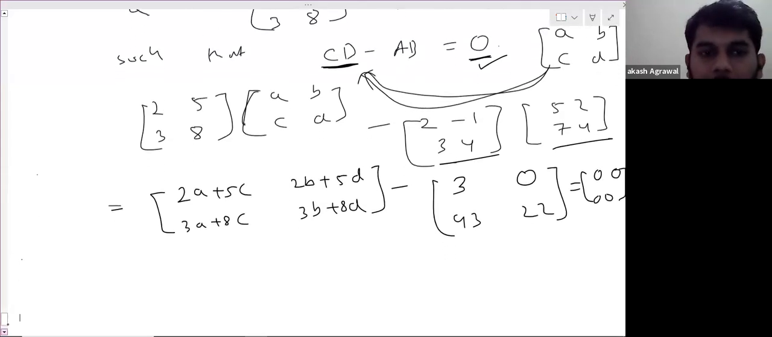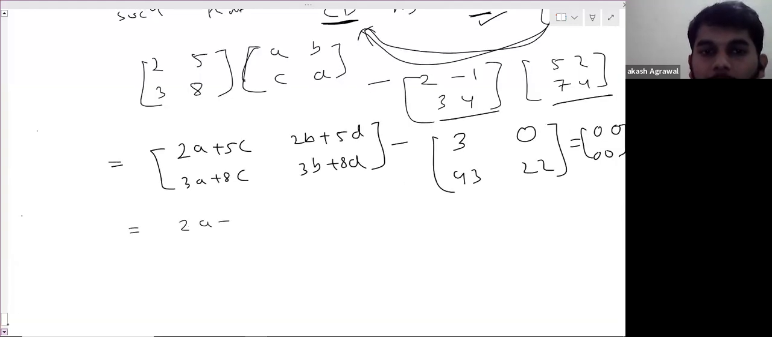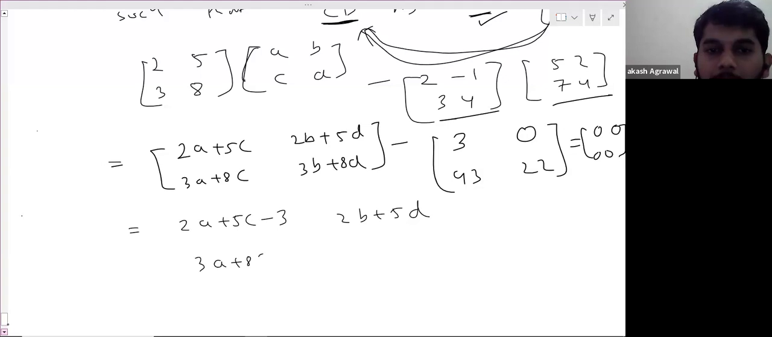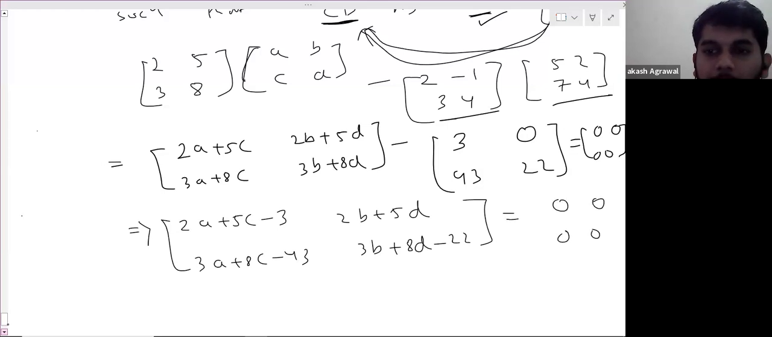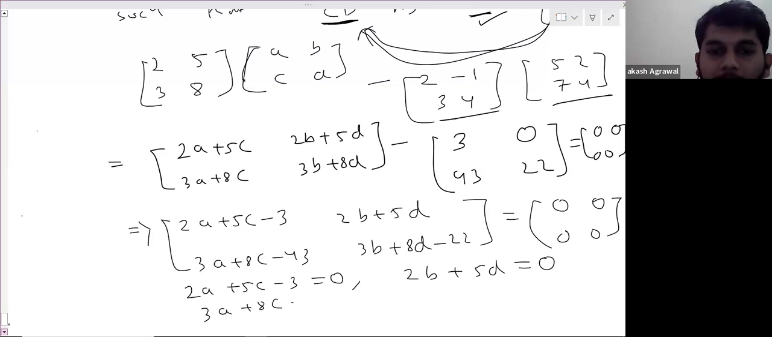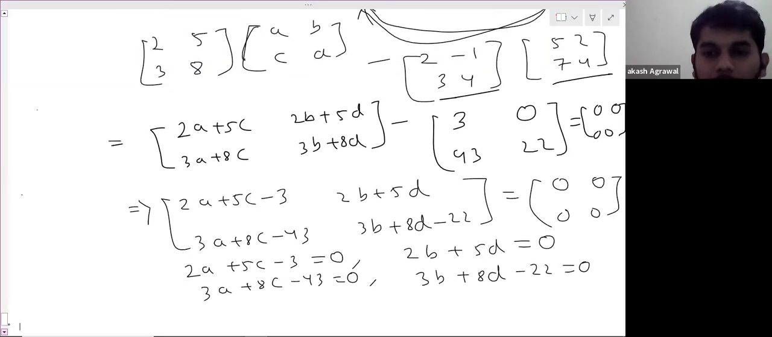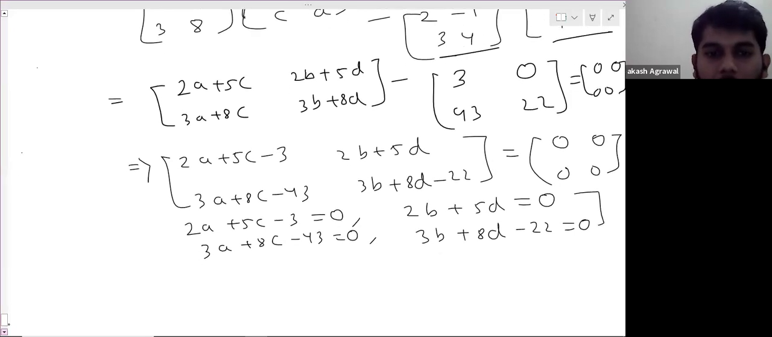So now we have to subtract this, which means 2a plus 5c minus 3, 2b plus 5d, 3a plus 8c minus 43, and 3b plus 8d minus 22. This must be equal to 0, 0, 0, 0. Now we have four variables and four equations. So 2a plus 5c minus 3 equals 0. 2b plus 5d equals 0. 3a plus 8c minus 43 equals 0. 3b plus 8d minus 22 equals 0. Now, solving these two equations, you can find b and d. Solving these two equations, you can find a.